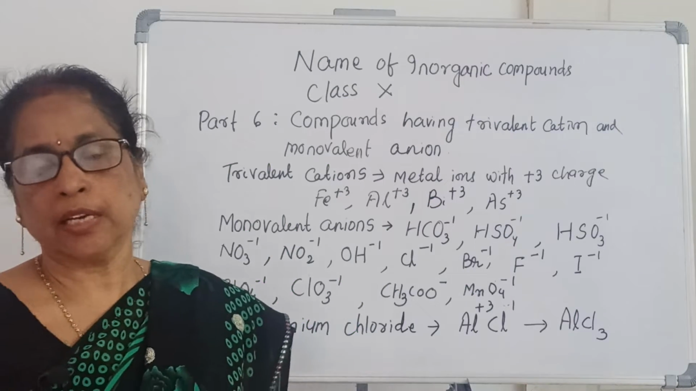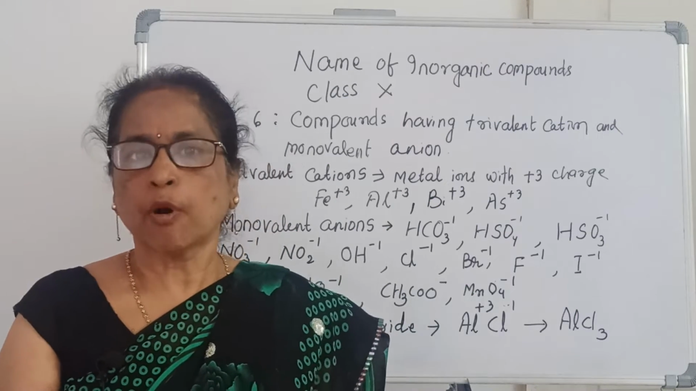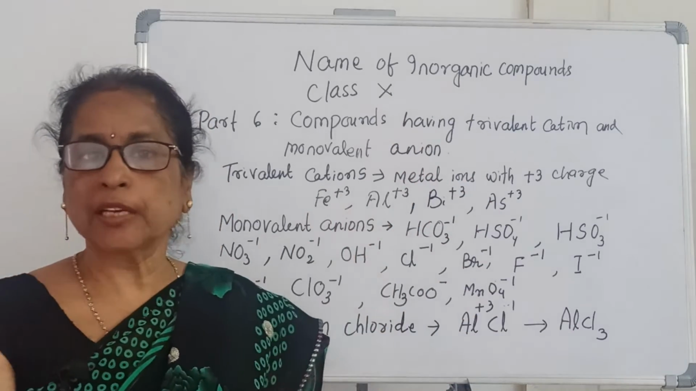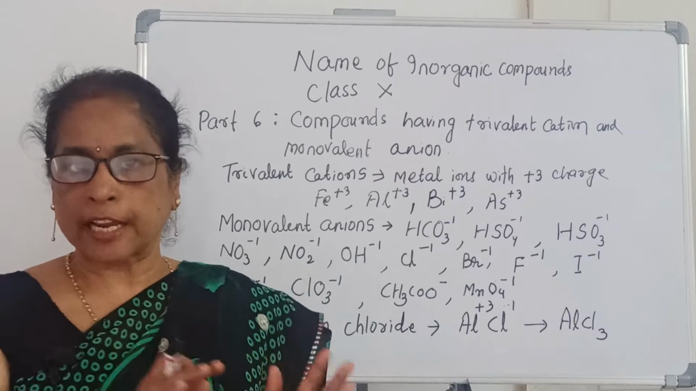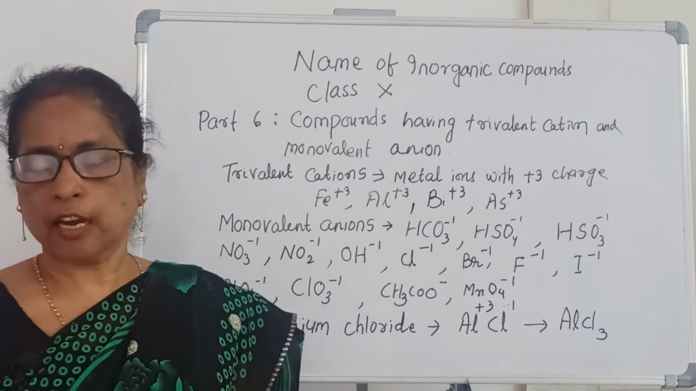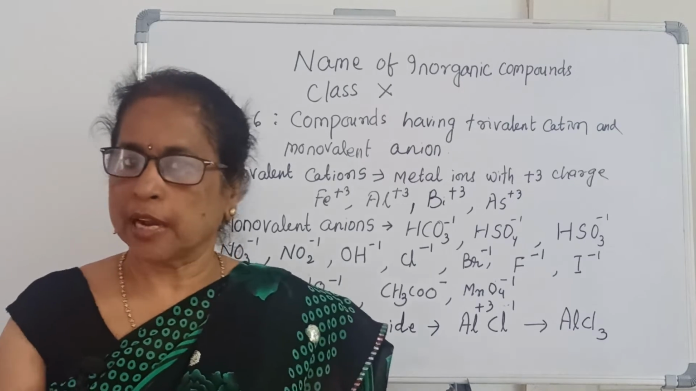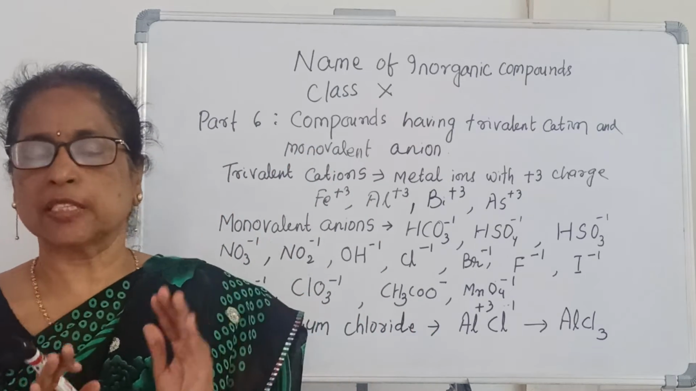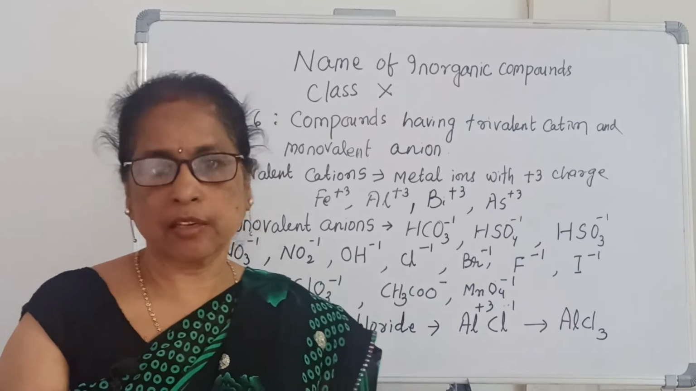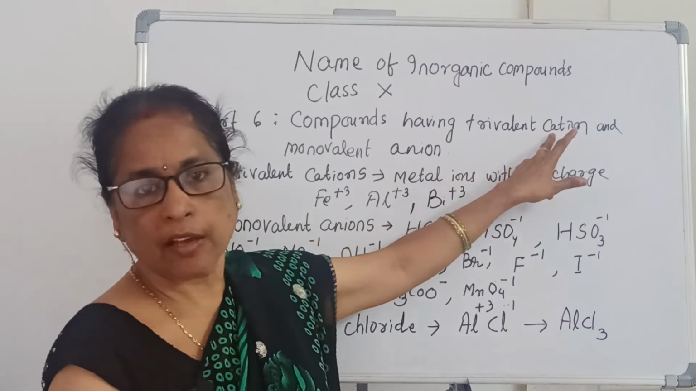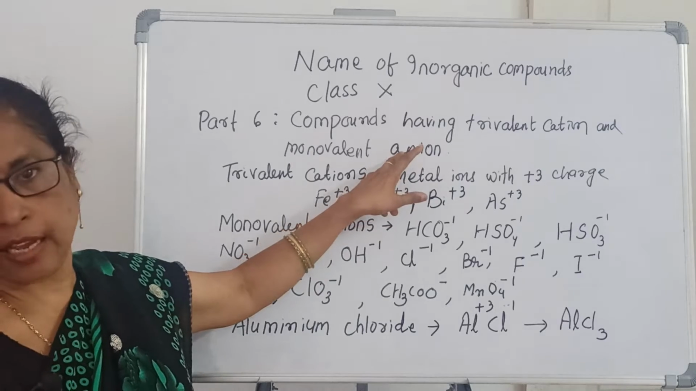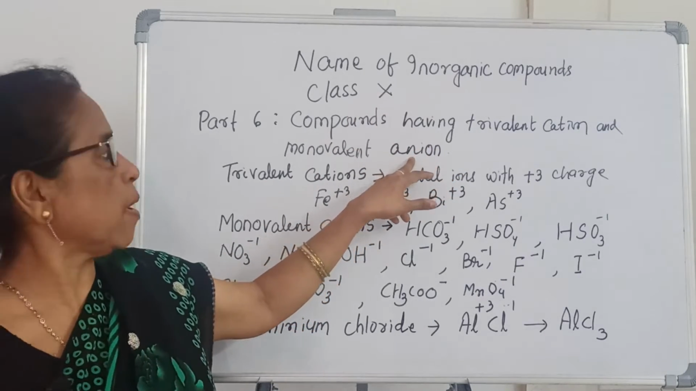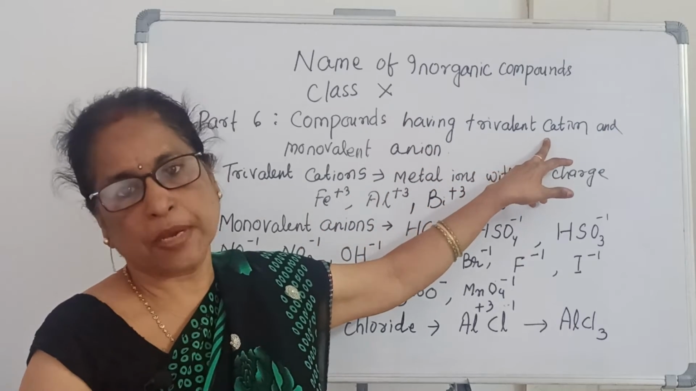Trivalent cation means the cation which has a positive 3 charge, and monovalent anion means a minus 1 charge. Cation, that is plus 3 charge, and anion, that is minus 1 charge. The compounds I mentioned have two parts. One is the basic radical, the other is the acid radical. The basic radical is the cation, and the acid radical is the anion.